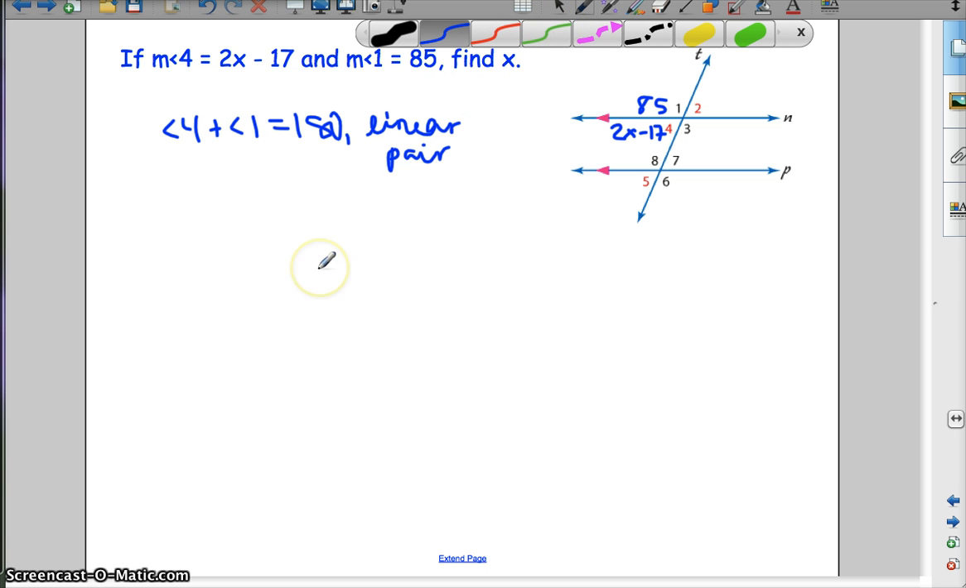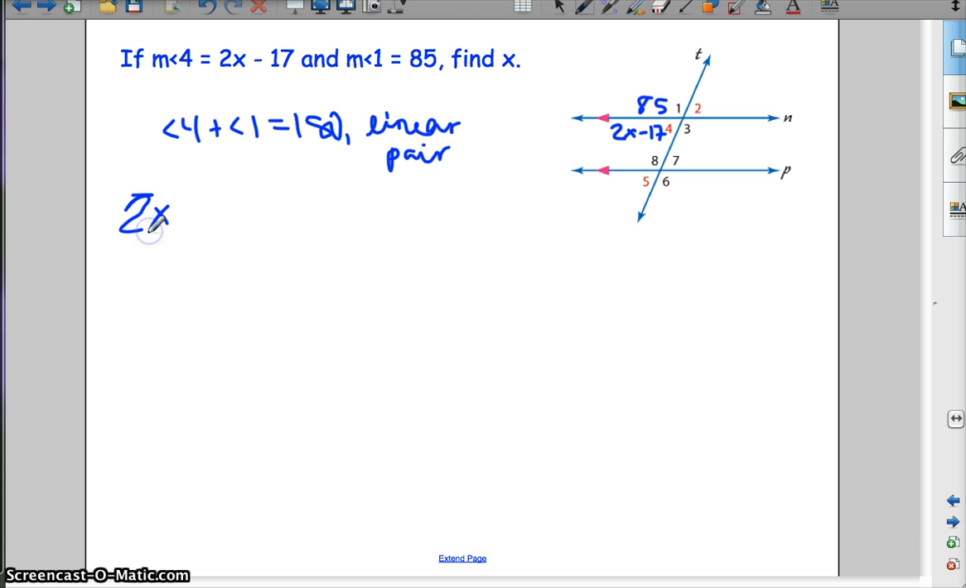Okay, did you guys come up with a linear pair as your reasoning to do this? Because if you put angle 1 and angle 4 together, it's going to equal 180. They're going to come together to make a straight line. So angle 4 we know is 2x minus 17 plus 85, which is angle 1, and we set that equal to 180.